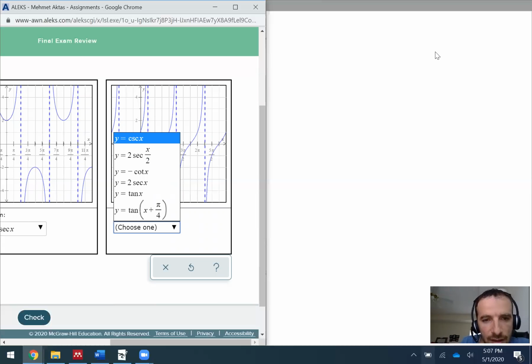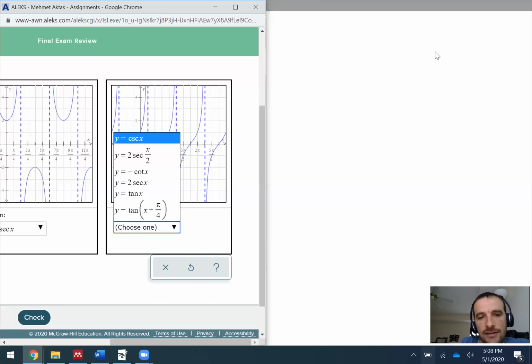Let's look at other options. Negative cotangent x. What is cotangent 0? Cotangent 0 is cosine 0 over sine 0. And sine 0 is 0, that's why we have 0 in the denominator, which is undefined. So this is not the case either. 2 secant x is not the case because it is either tangent or cotangent. Tangent x, but tangent 0 is 0, right? We should get 1.